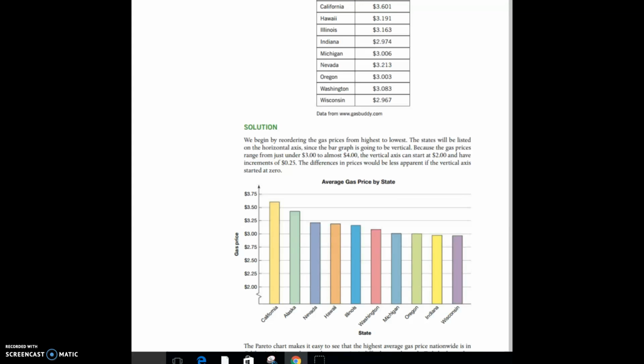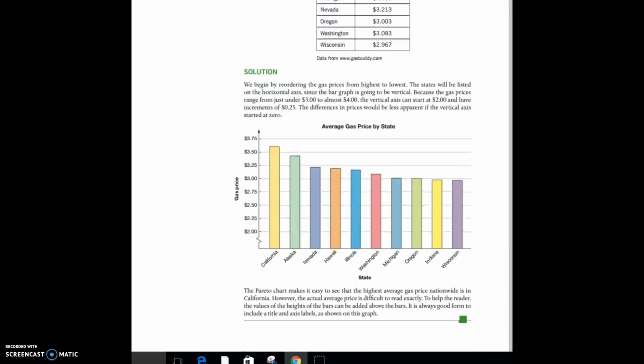So again, see how the bars don't touch because they're categorical. And notice this is what we call a Pareto chart because they went in order. So the reason this is better than alphabetical is because then I can look at it and say, oh, California has the highest gas price, then Alaska. So they're in order, so I don't have to really analyze them. I can just be like most expensive, second most expensive, cheapest, and it's all in order. So that is what we call a Pareto because it's easier to see.